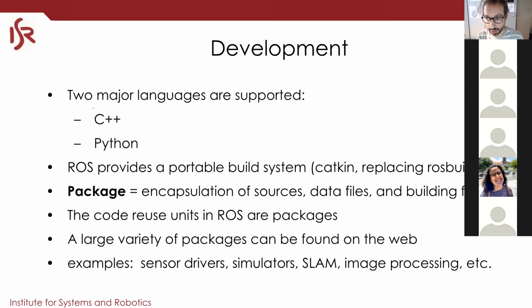Okay, moving on. So in terms of development, of course, João will dig into this in much more detail. I just want to give you a view. As I mentioned before, there are two major languages that are directly supported by ROS, C++ and Python. Of course, all of us might have different opinions about one or the other. C++ is very speed efficient. It's very close to machine code.